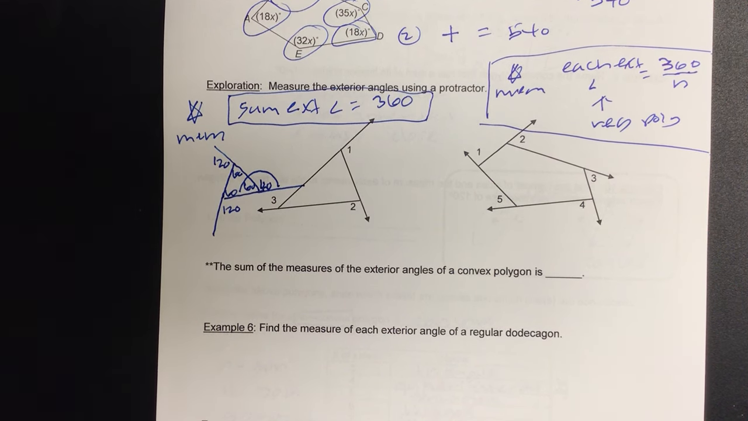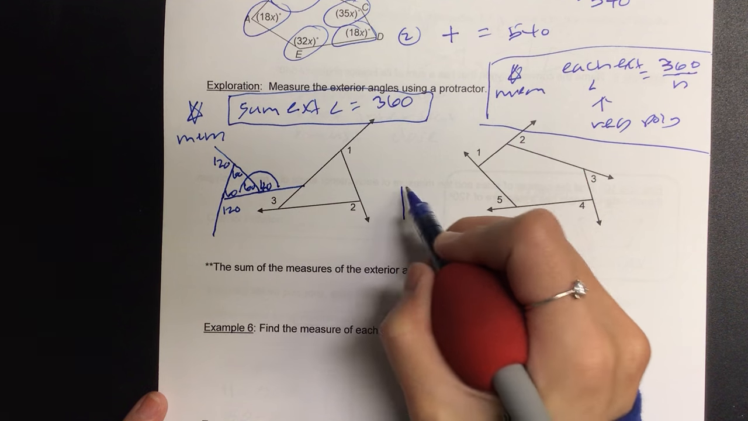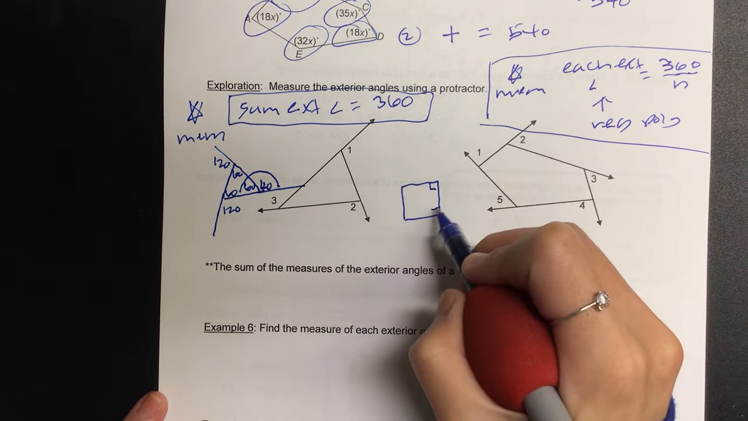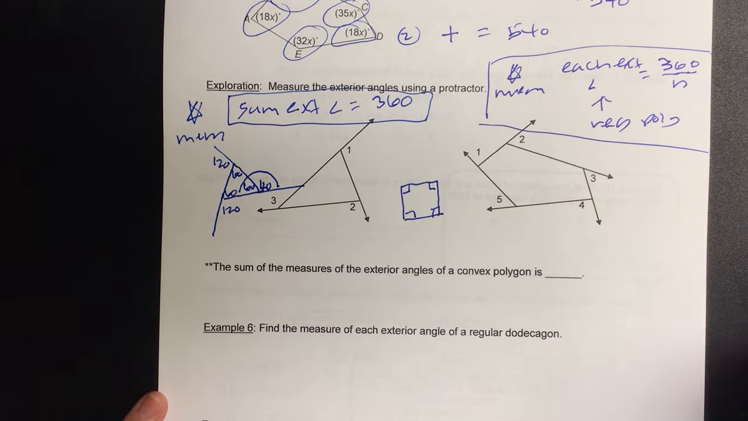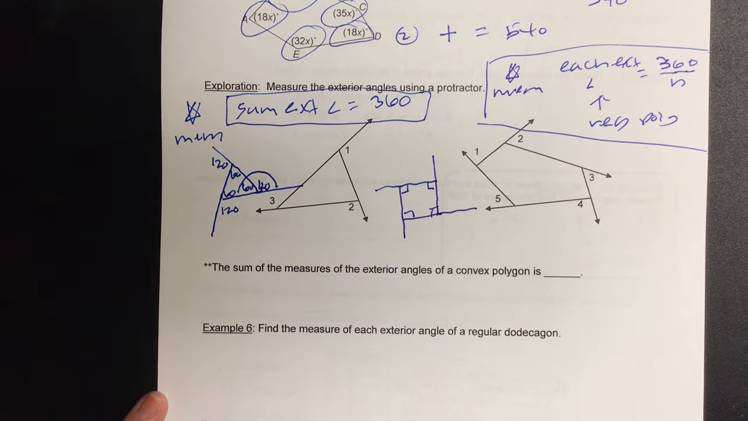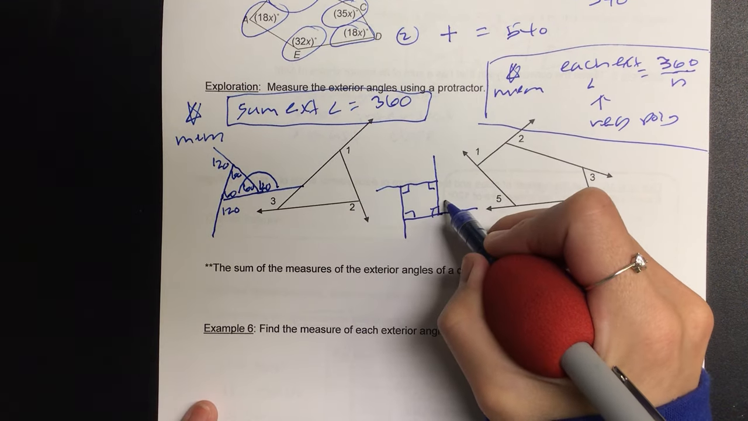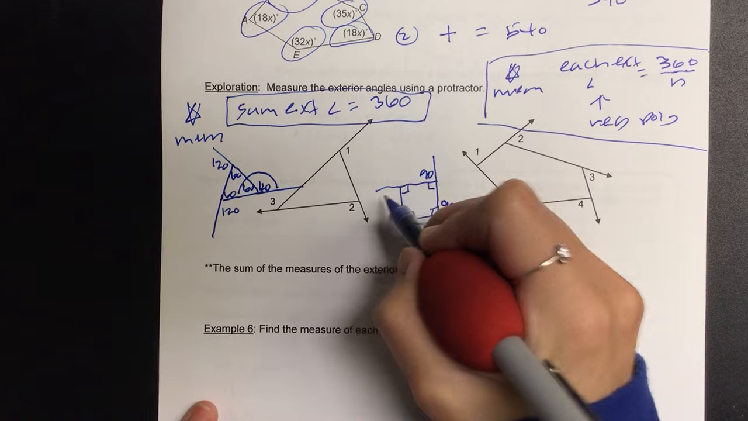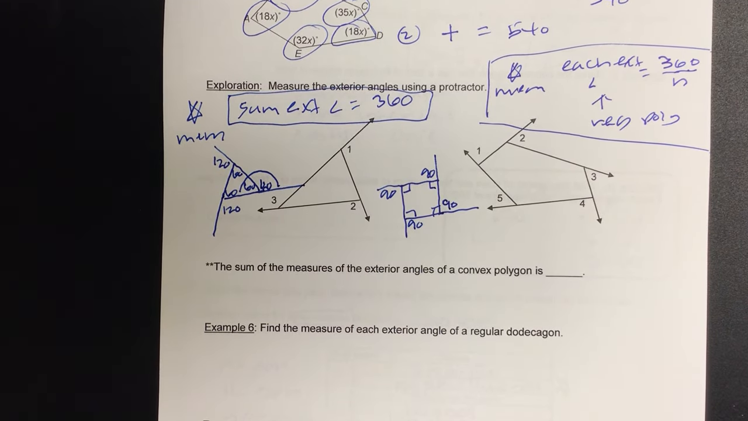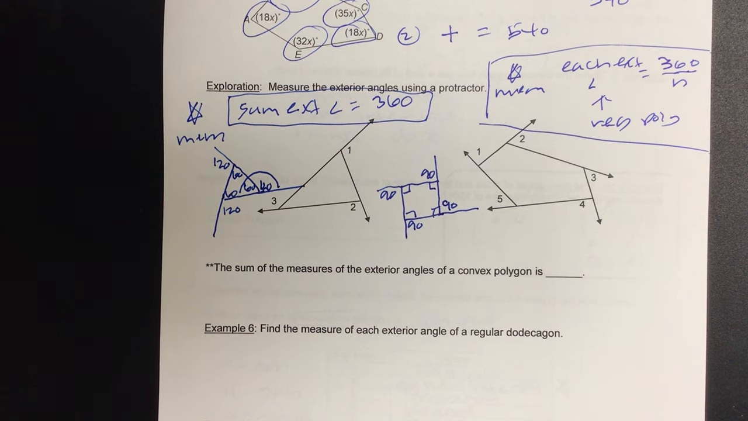What is 120 times 3? 360. Now let's compare this to a square. Make your square. And I want you to put in that squares are 90 degrees. And then I want to go ahead and kind of fan it to draw the exterior. So if I know the interior is 90 and it's a linear pair, that adjacent angle must be what? 90. Let's go 90 all the way around. And what is 90 times 4? Again, 360. That's going to happen no matter what shape it is, which is kind of interesting.